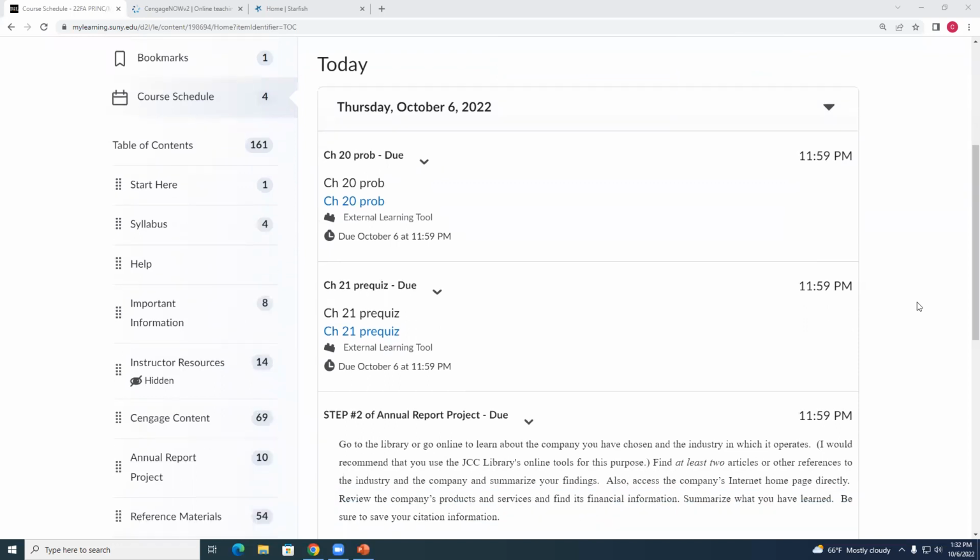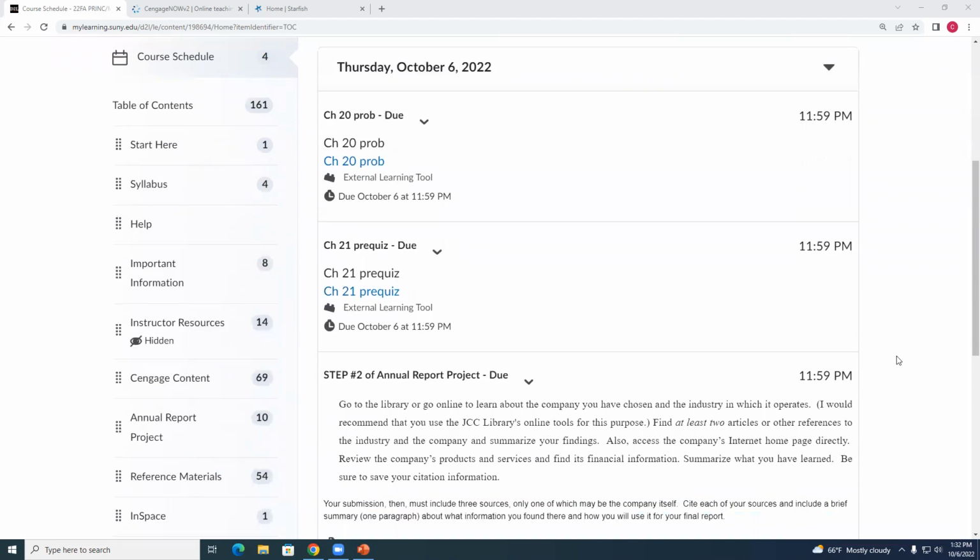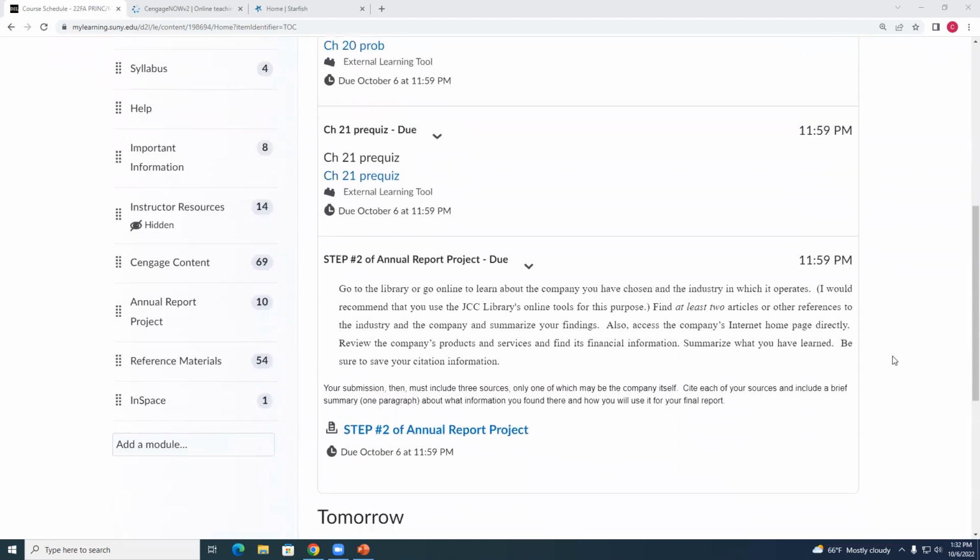As we look at what's due today, we have the chapter 20 problem because we finished chapter 20 on Tuesday. And then today we'll be starting chapter 21. So the chapter 21 pre-quiz should also be submitted by the end of the day. And finally, step 2 of the annual report project is due today. We talked about that last week, so you should already know what is expected of you for that.